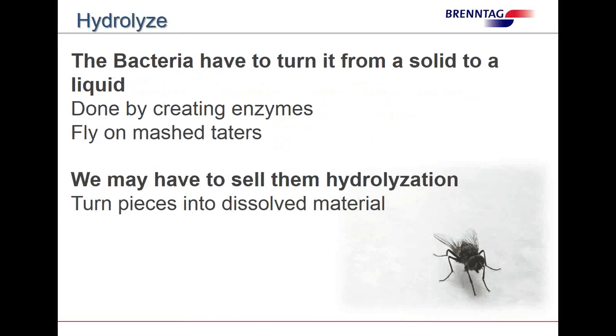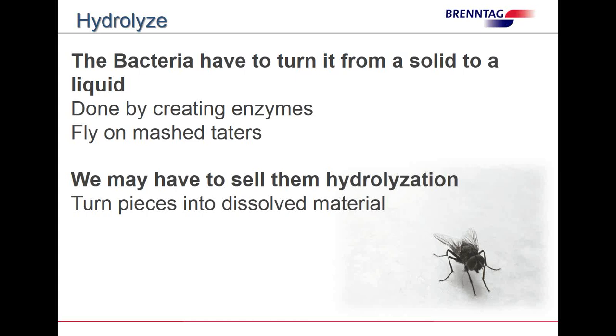Okay, so let's talk about hydrolyzation for a minute. That's where the bacteria have to turn something from a solid to a liquid, and it's done by creating enzymes. Now, let's talk about flies on mashed potatoes. I know it's a very interesting subject, but it should illustrate the point very, very nicely.